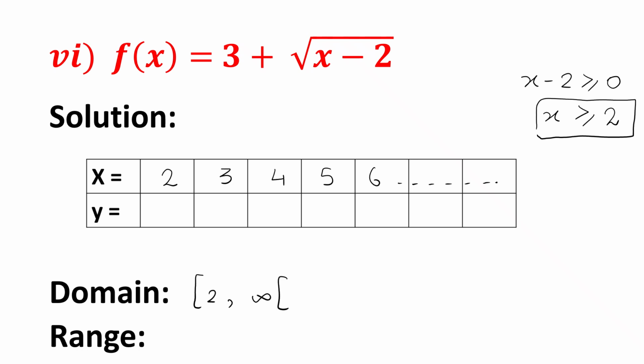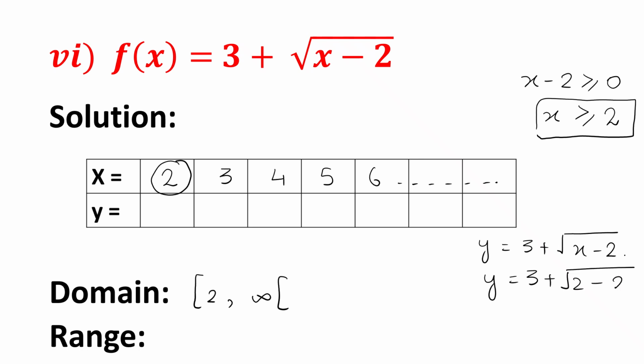Now, let's find the range. The given function is y equals 3 plus square root of x minus 2. Put x equals 2 in this given function, and we have 3 as y value. So our range starts from 3 and all positive numbers are included.